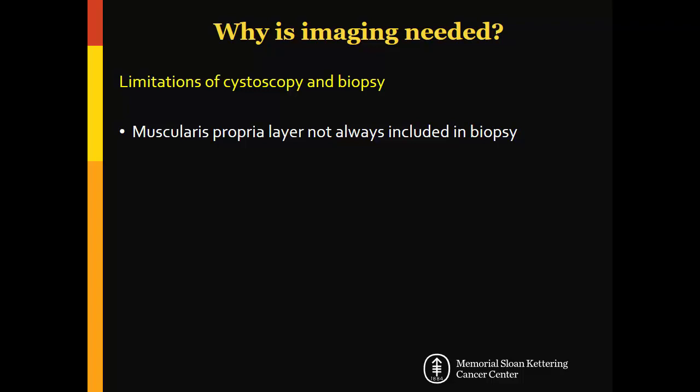The first one is that, as you can imagine, the bladder wall is a very thin structure. So when you're trying to biopsy a mass that comes right up against the bladder wall, a lot of times you want to be careful that you don't perforate right through it. What that means is that relatively often when a bladder mass biopsy is performed, the pathology report comes back and says the muscularis propria layer was not included in the biopsy specimen.